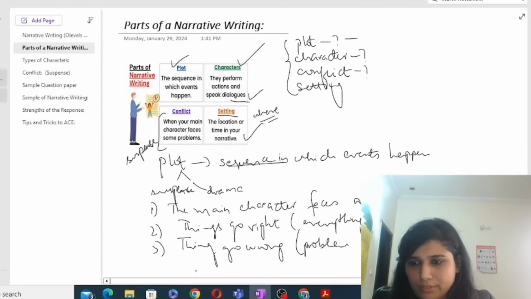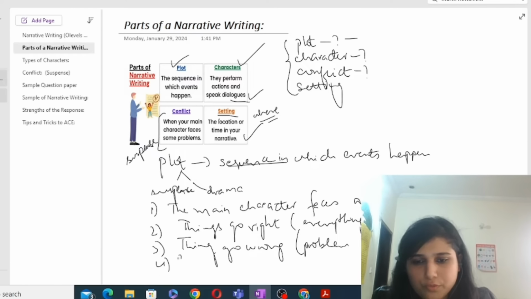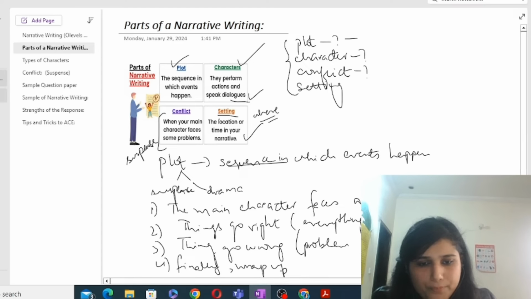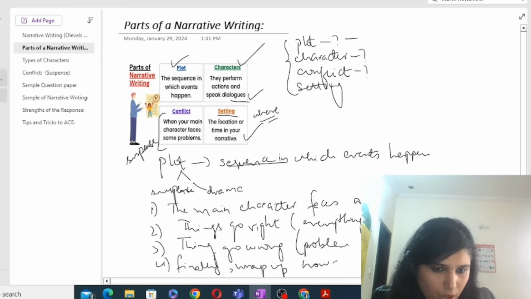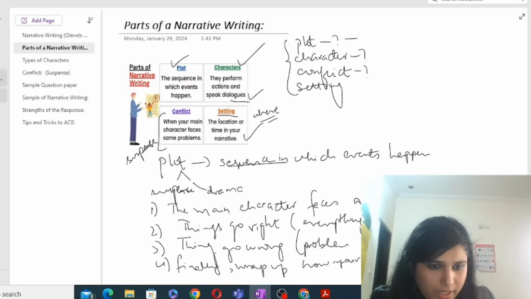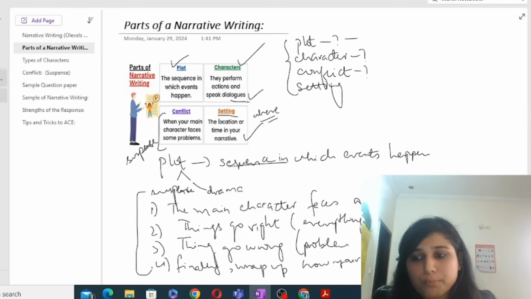And then the fourth thing is, finally you have to wrap up how your main character deals with the problem. So promise me, my dear students, that if you are going to write narratives from now onwards, you need to follow all these things when you are creating a good plot.